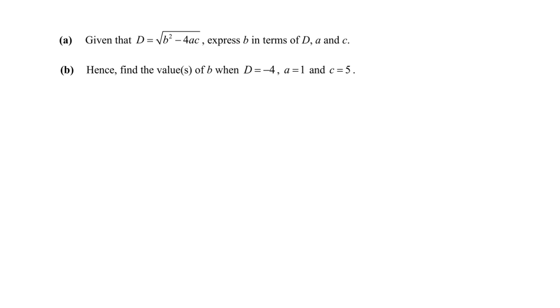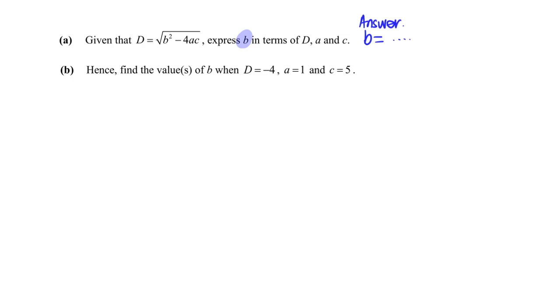Hello everyone, welcome to this video where we are required to solve the following problem where we are given that d equals to the square root of b squared minus 4ac, and we need to change the subject by expressing b in terms of d, a, and c. It means the final answer must look like b equals to something. Okay, that's how the answer will look like.